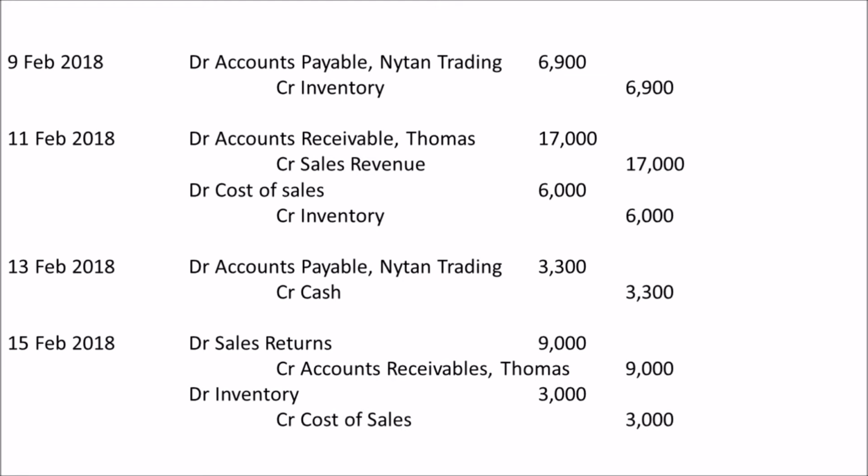We also saw a debit to inventory and a credit to cost of sales by $3,000. From this transaction, we know that the customer has returned unpaid goods back to the company. Just a side note, when recording sales returns, we debit a new account called sales returns instead of debiting the sales revenue account. This is to allow the business to keep track of sales returns easily, rather than offsetting sales returns to sales revenue.